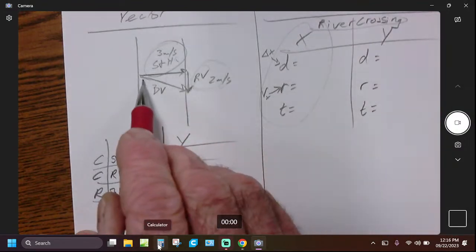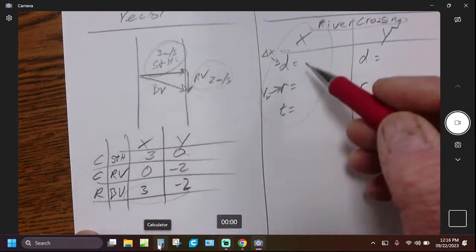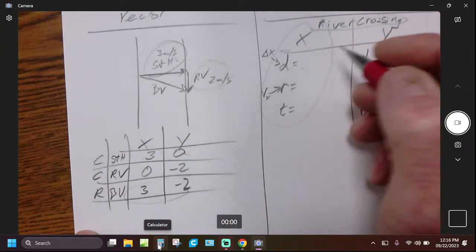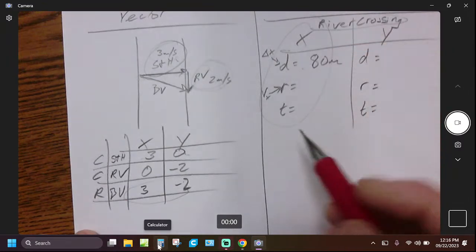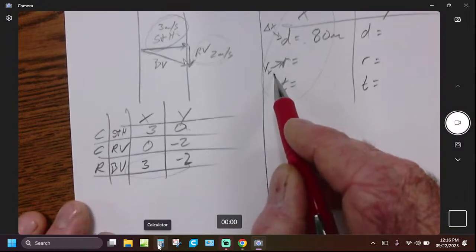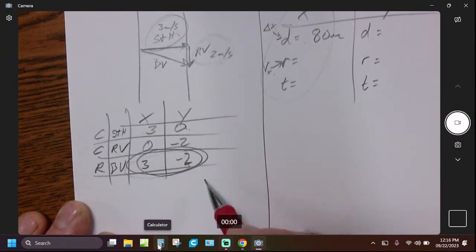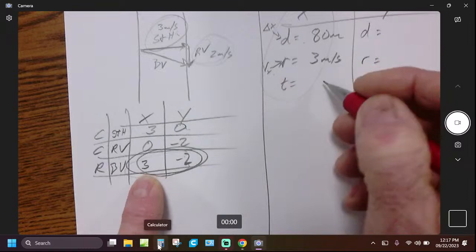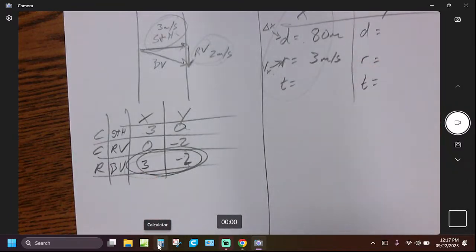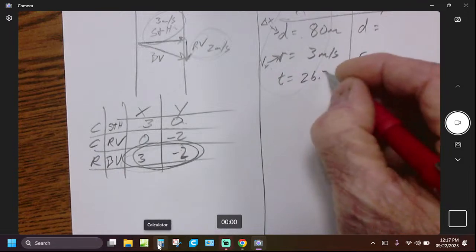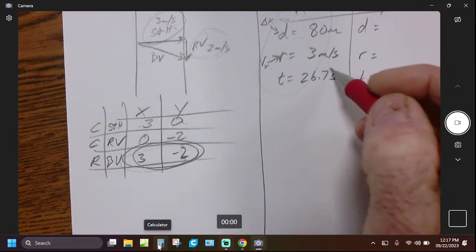So we're thinking about the x dimension here. Do we know the distance? The x displacement? 80 meters. Do we know Bob's x velocity? Like the x component of his velocity? What's the x component of velocity? 3. So we can figure out the time. It's just going to be 80 divided by 3, which I don't remember what that is. 26.7 seconds. So what can I do with that?